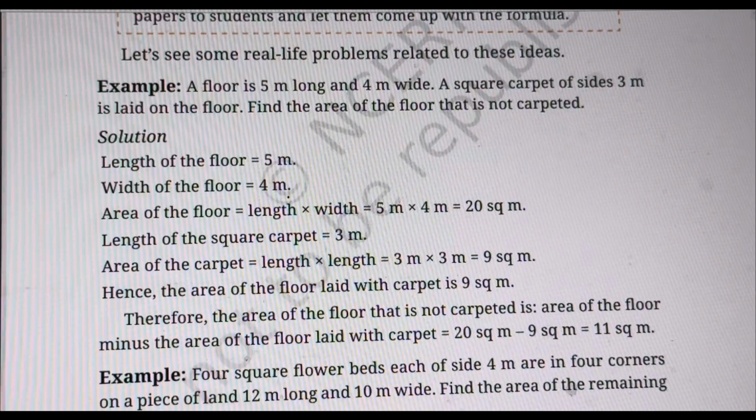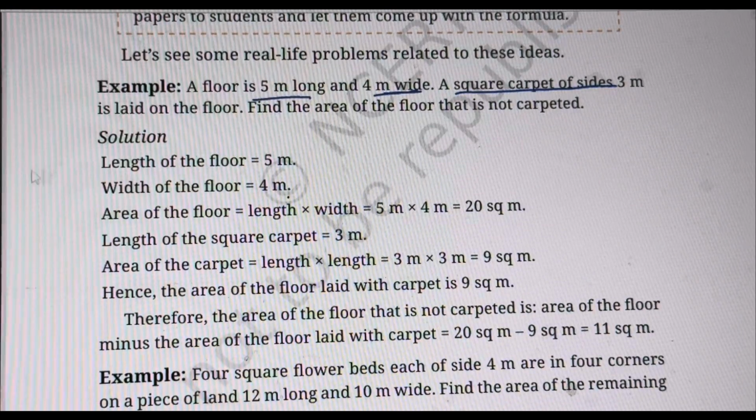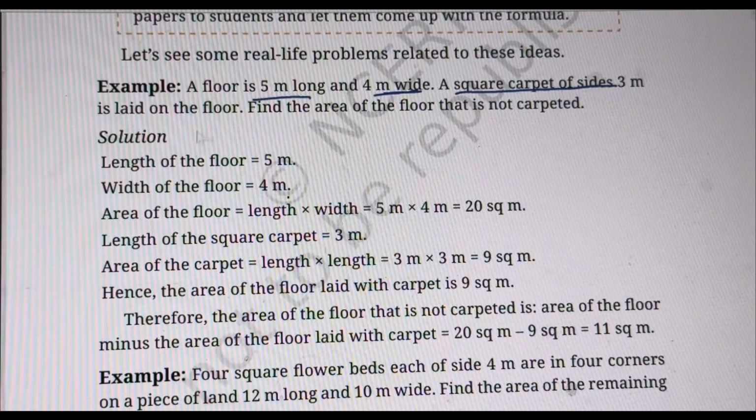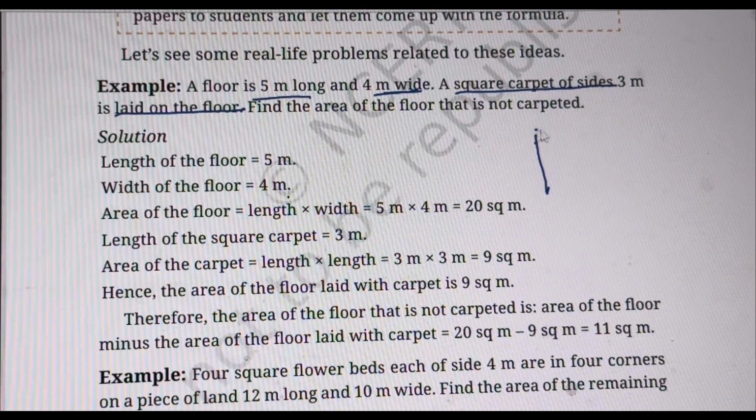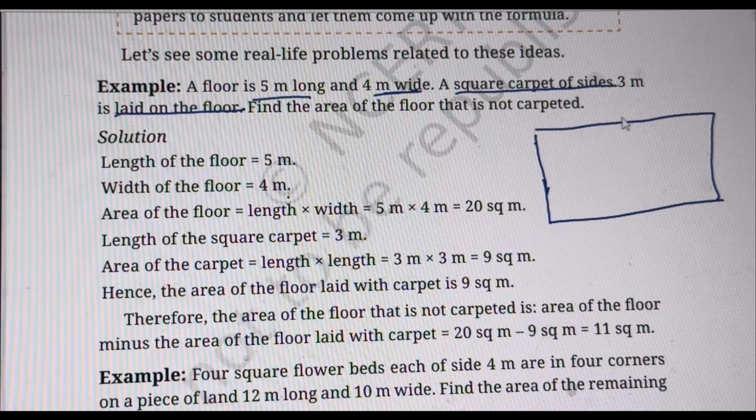So the first example says a floor is 5 meter long and 4 meter wide. That means it's a rectangular floor, and a square carpet of side 3 meter is laid on the floor. Find the area of the floor that is not carpeted, right? So there is a room. For such sums, always draw a diagram which will help you in understanding the concept, right? So this is the floor, 5 meter, 4 meter.